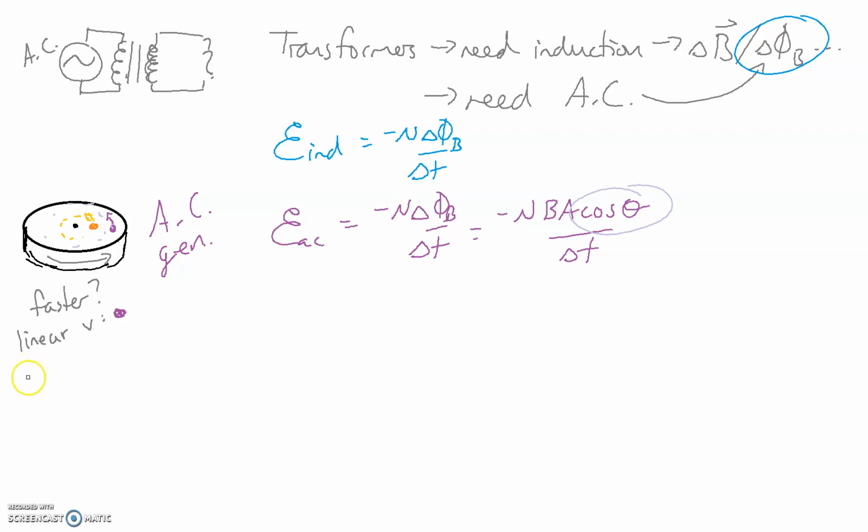Sometimes it's better to use what is called angular speed. Now, angular speed makes more sense for things that are spinning, and it's a similar idea to linear speed, except instead of the distance you travel, it's the angle you travel. So angular speed is not the change in d over change in t, it's the change in theta over change in t.